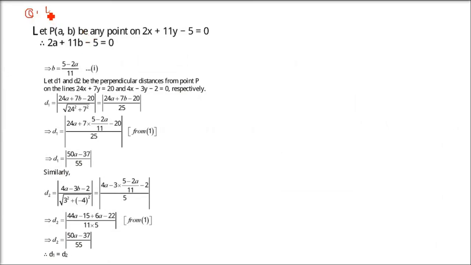This is question number 4. Show that the perpendiculars let fall from any point on the straight line 2x plus 11y minus 5 equals 0 upon the two straight lines 24x plus 7y equals 20 and 4x minus 3y minus 2 equals 0 are equal to each other. So let me tell you the scenario, what we are trying to do here. The scenario here is, there is a line. On that line we have a point. So this line is given, 2x plus 11y minus 5 equals 0.